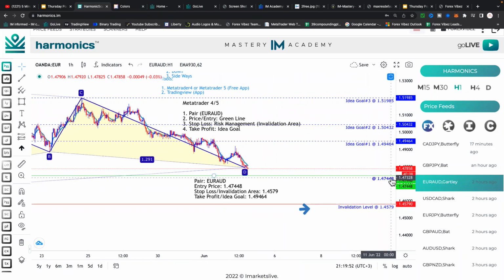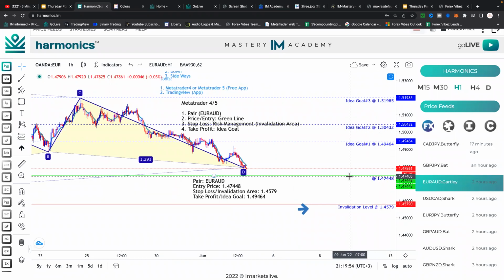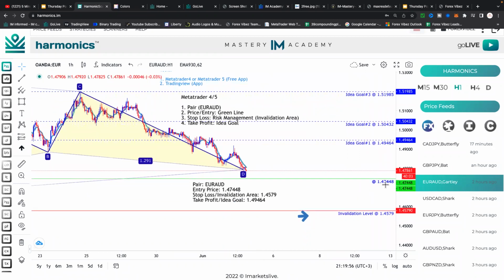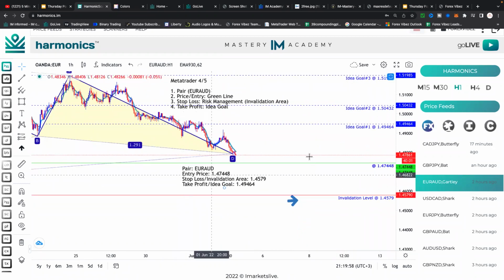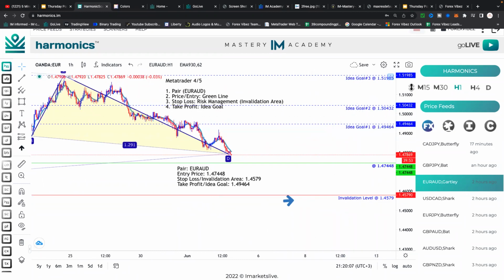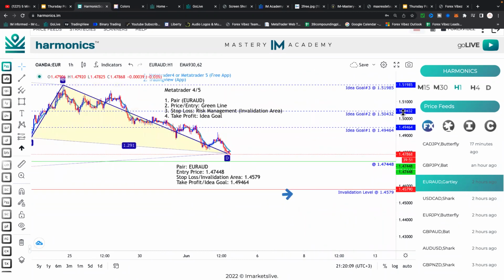Any questions? Okay, so once again for the entry, right here, the green line. Green line is your entry, red line is your stop, and your ideal goal is your money. That's different. I'm trying to make it as simple as possible. These are your different money making opportunities right here.